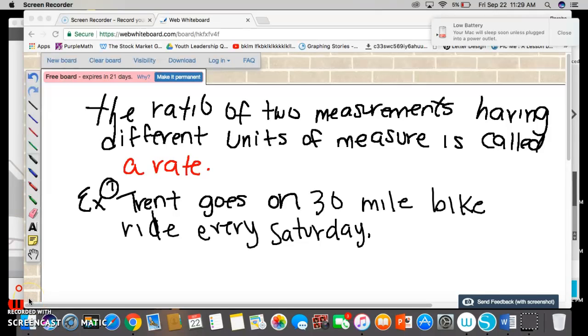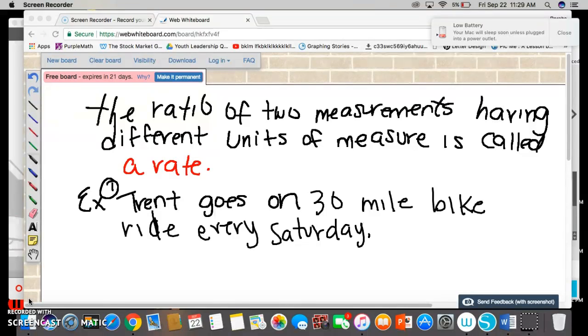Today we're going to talk about unit rates. Yesterday, we determined whether ratios form a proportion, and we also defined a ratio. Just to do a quick recap, a ratio is a comparison of two numbers by division, and an equation stating that two ratios are equal is called a proportion. Today we're going to talk about rates.